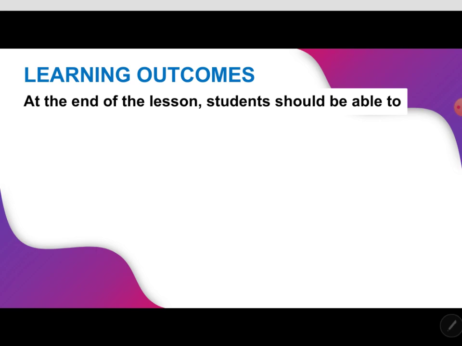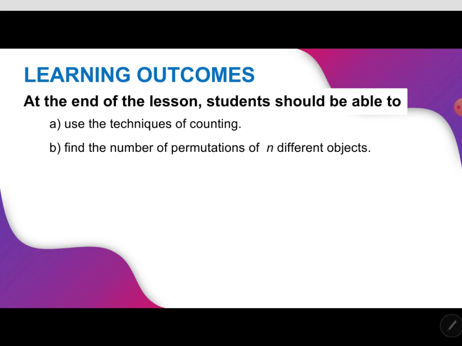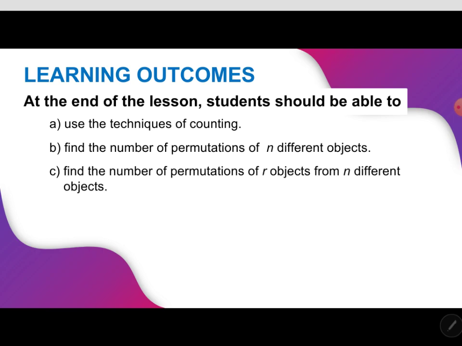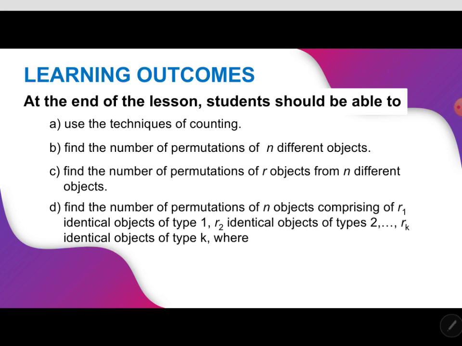The learning outcome for this lecture: at the end of the lesson, students should be able to use the technique of counting, find the number of permutations of n different objects, find the number of permutations of r objects from n different objects, and find the number of permutations of n objects comprising r1 identical objects of type 1, r2 identical objects of type 2, and rk identical objects of type k, where the total r1 plus r2 plus up to rk is equal to n.